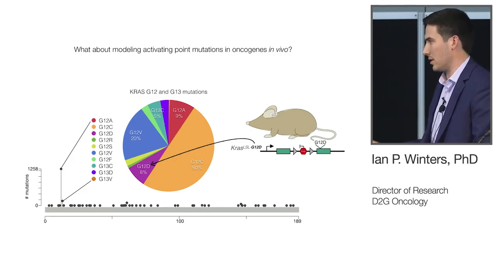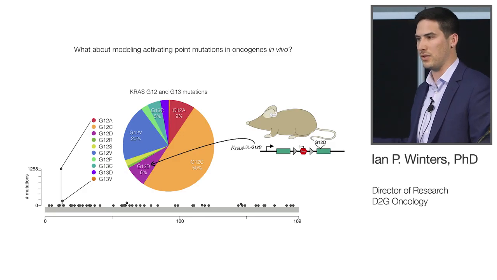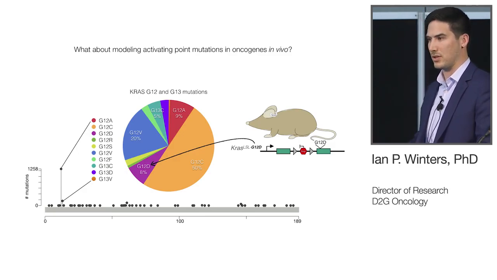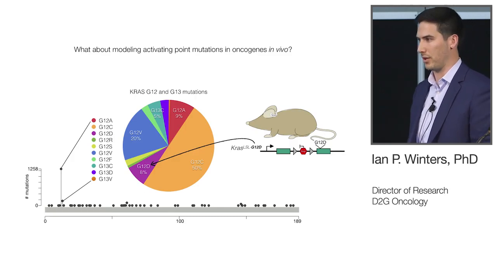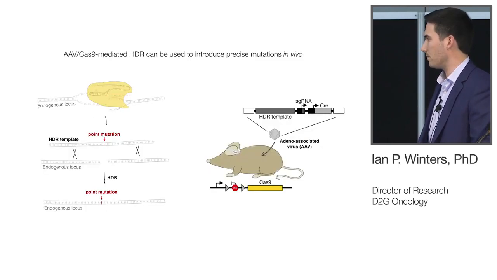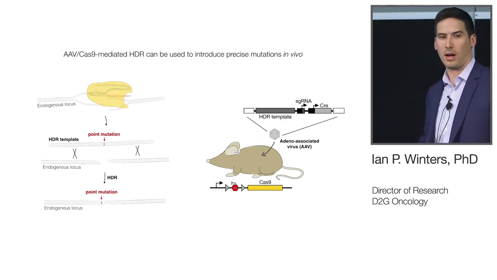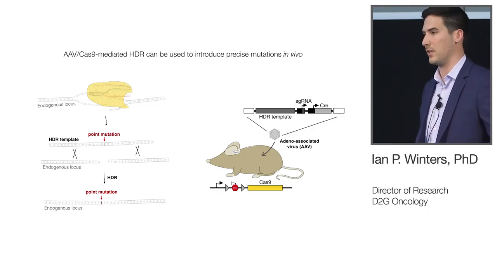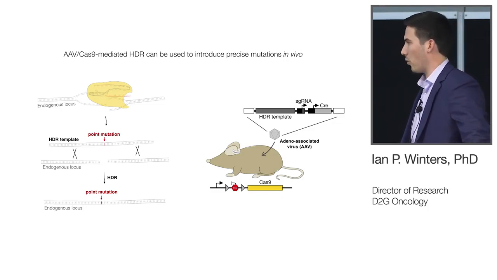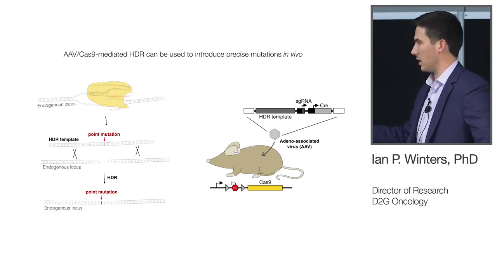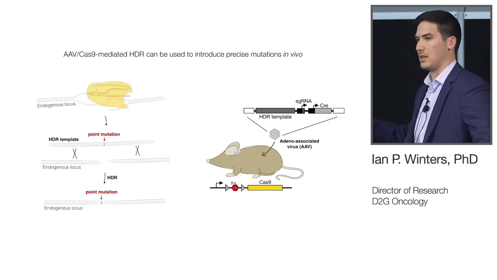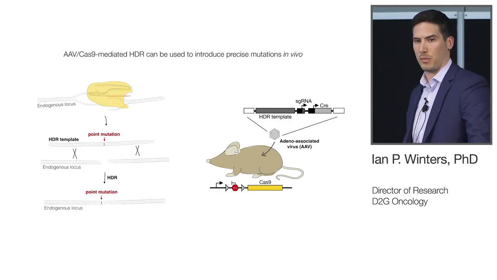And the reason that we do that is just because Tyler Jacks and David Tuveson made this allele back in the early 2000s, and so nobody wanted to make another genetically engineered allele because it's too hard. So we thought maybe we can adapt this platform that we've developed to model these activating point mutations. The way we thought we might do this is, in addition to delivering guide RNA and Cre, to deliver a template for homology-directed repair.